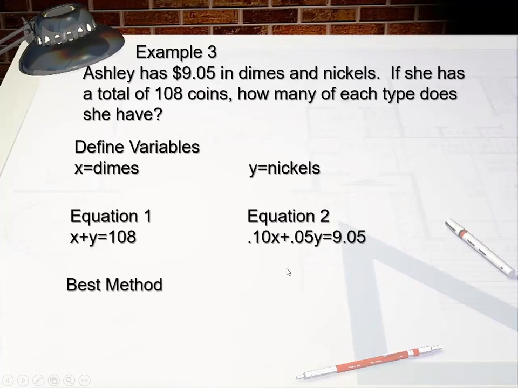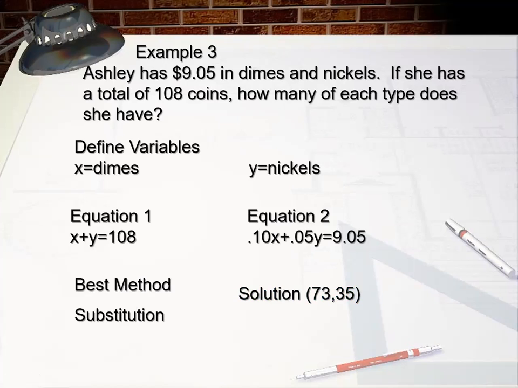So what could we do here? We could go to substitution. However, with this one, we could also go to the calculator. We would just have to zoom out. You would just have to zoom out to find your answer, because you can see your answer is 73 and 35. So that means when you're on the Desmos screen, you would definitely have to zoom out so that you could see that line. So 73 dimes and 35 nickels.